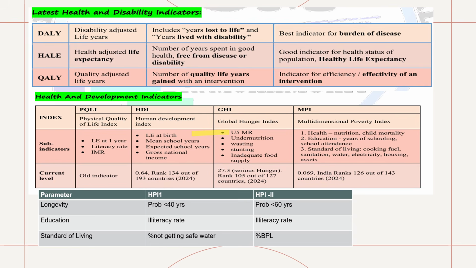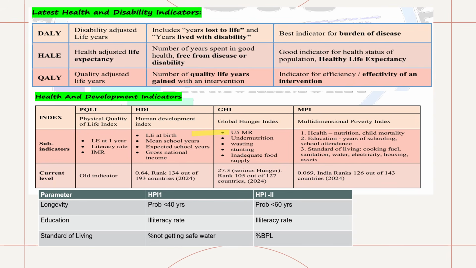Now there are certain health and development indicators. We have a few of them, four which are highlighted and one below. So PQLI is the first one. PQLI is the physical quality of life index. What are its sub-indicators? So you can remember: life expectancy at 1 year. It takes infant into account: life expectancy at 1 year, literacy rate, and the infant mortality rate. So you can remember infant is 1 year, so IMR and life expectancy at 1 year, and literacy rate is another component, and it's a very old indicator.